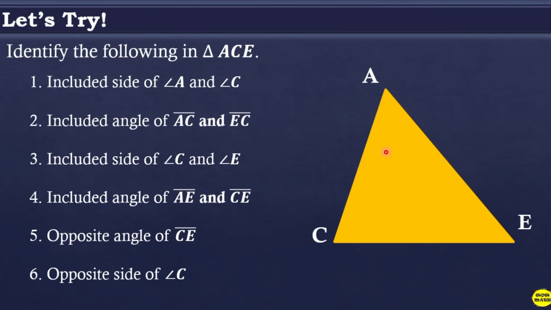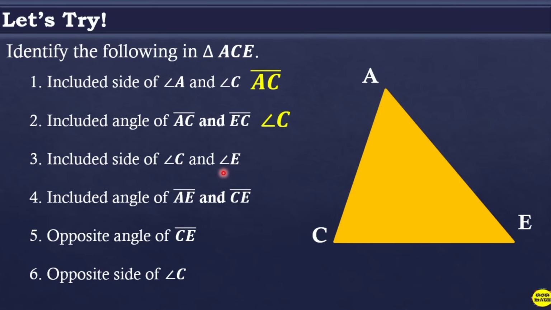Okay. So, for included side of angle A and angle C, we have AC. So, this is your angle A, angle C. So, AC is our included side. Now, for included angle, this is your AC, this is your EC. So, the included angle is angle C.